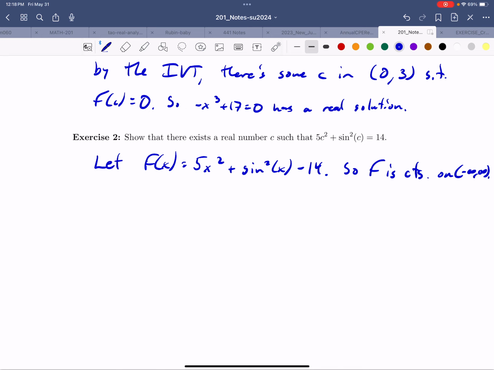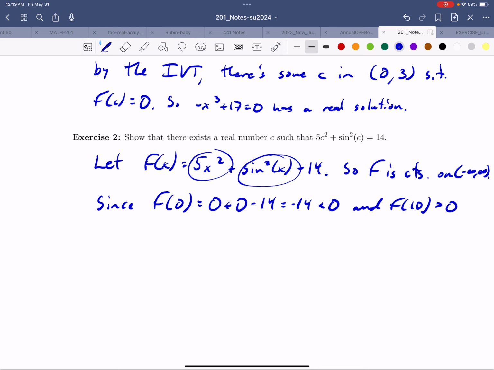So let's see. I guess we can say it's going to be tough to evaluate this function, but what you could say is since f of 0 equals, well, it's going to be 0 plus 0 minus 14 equals negative 14, which is less than 0, and f of 10 is going to be greater than 0 by quite a bit, right? This is going to be 500 plus, we know this is going to be bounded by negative 1 and 1, so no matter what, we're greater than 0.